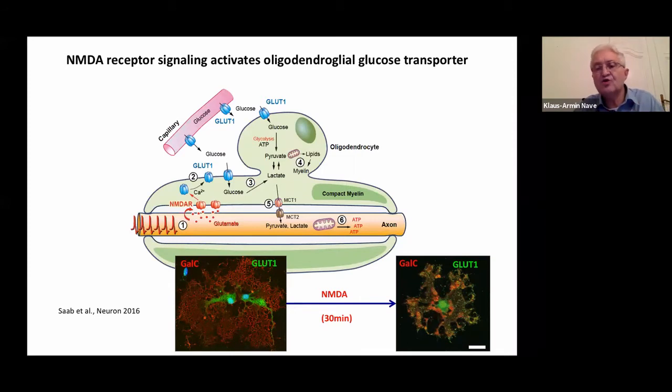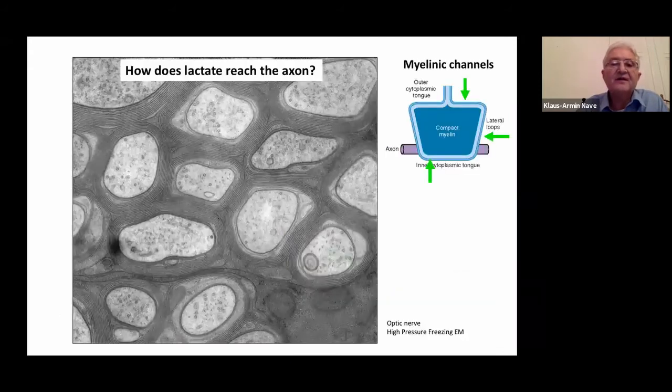That's similar to GLUT4 regulation by insulin type stimulation. But here it works for the myelinated brain. Now, having said this, the obvious question is, how does lactate reach the axon? I said, after all, it's an insulating problem. And how does the lactate now reach the oligodendrocyte? If you reach the oligodendrocytes, target the axonal compartment.